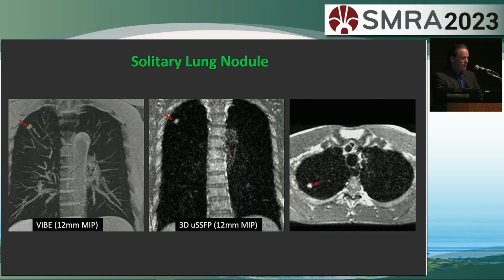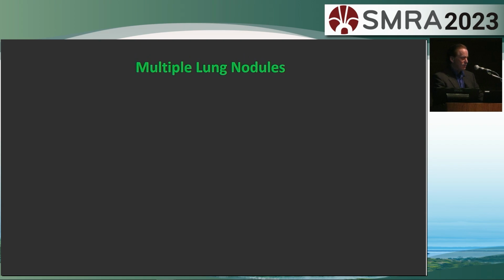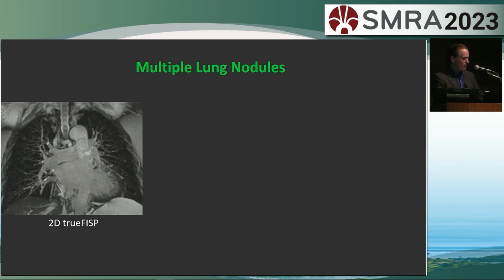However, using this 3D unbalanced steady-state sequence, any moving blood appears dark, and therefore the lung nodule becomes very easy to see, and we see excellent contrast here. And you'll also notice there's absolutely no off-resonance effects apparent, unlike a true FISP type sequence. Here's just another example. This is a true FISP sequence. You can see the off-resonance effects in the chest wall. Very hard to see any lesions here.